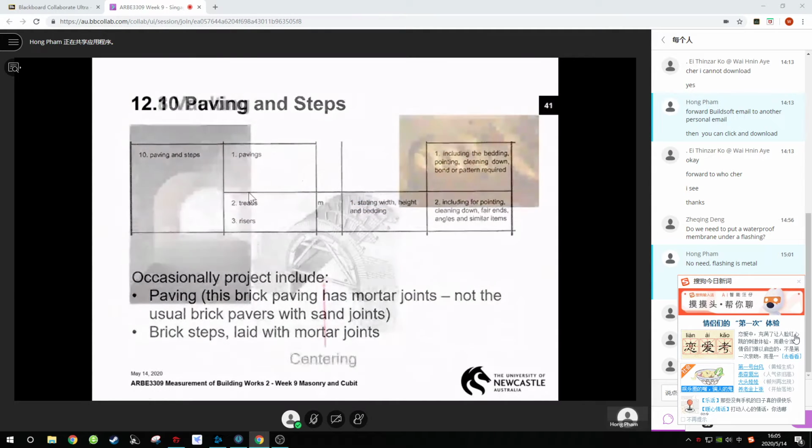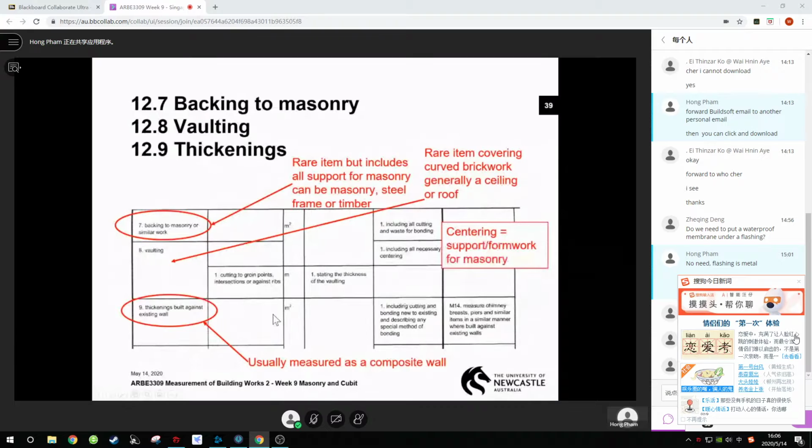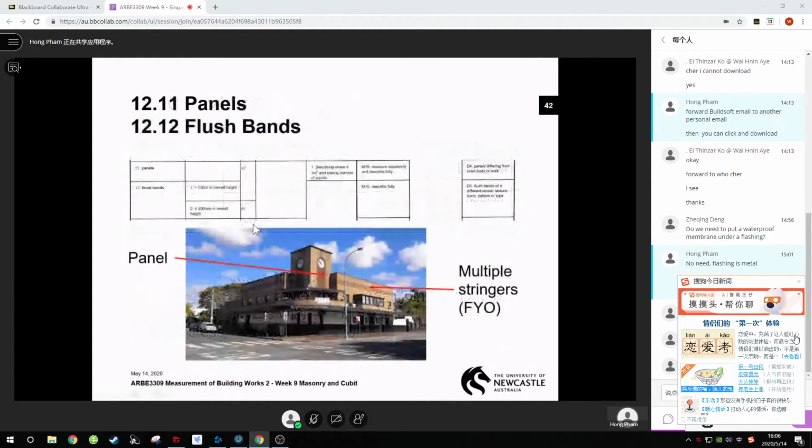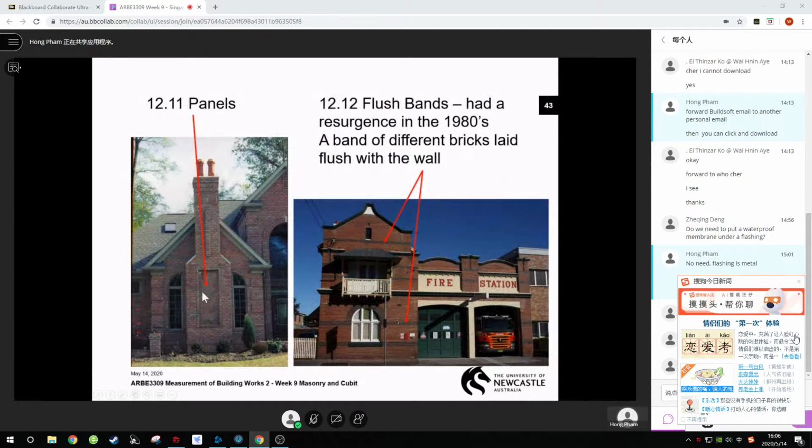Paving and step. I think paving is quite commonly seen even in Singapore. Remember, this paving has mortar joints. It's not the paving with only sand joints. This paving is meter square, and the steps, treads, and risers are in meter run. Flush band, all these are decorative flush. Panels are in meter square, though this flush band is in meter run.